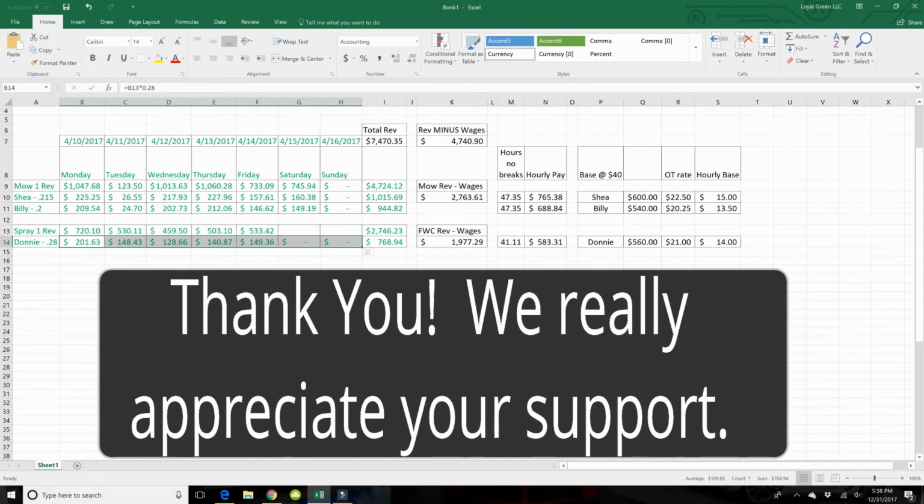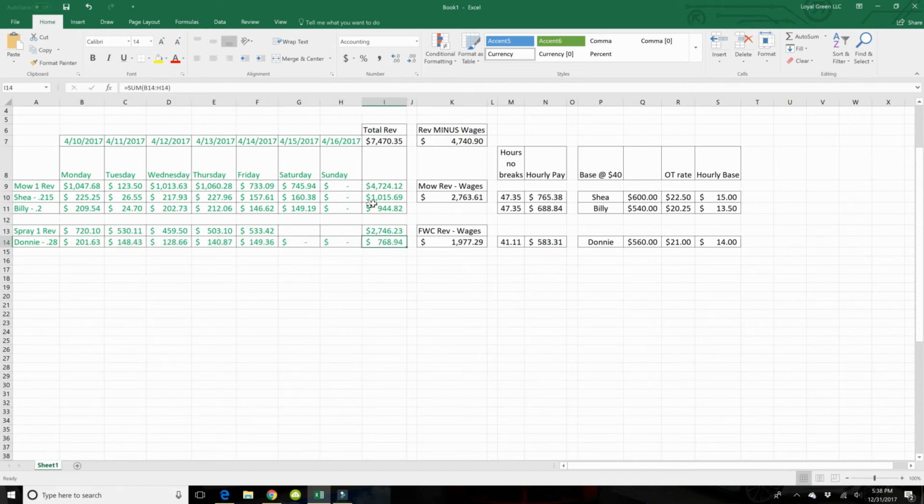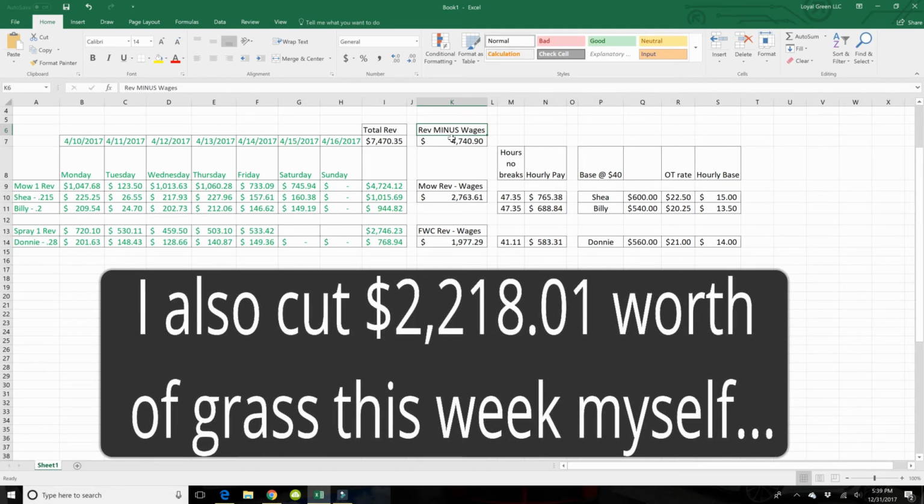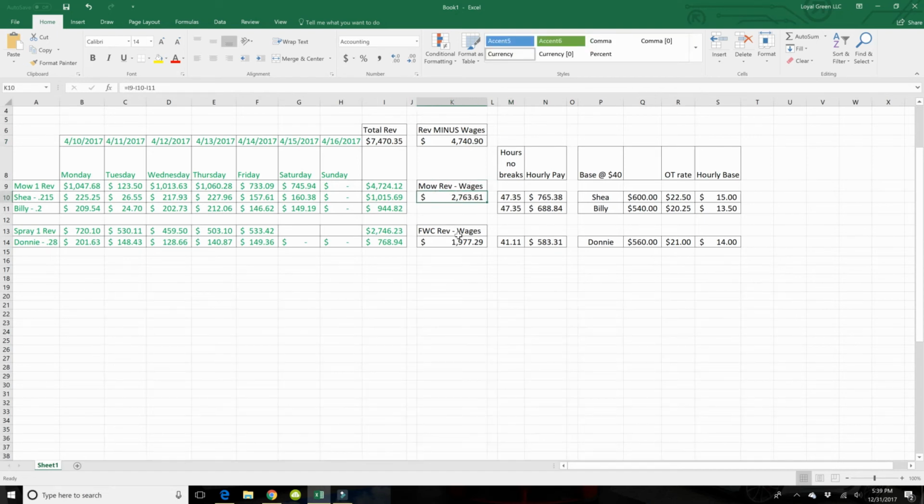I don't know. But so these are Donnie's wages, Billy's wages, Shay's wages, and then here's total revenue that the mowing crew, Mow Crew 1 made. Here's total revenue that Donnie brought in spraying. Total revenue right here, total revenue minus wages. So, you know, besides having to pay taxes and workers' comp on the wages, plus overhead and other variable expenses, we brought in $4,740.90 this week. This is what the mow crew, positive money on the fertilization weed control crew, you know, minus all other costs.